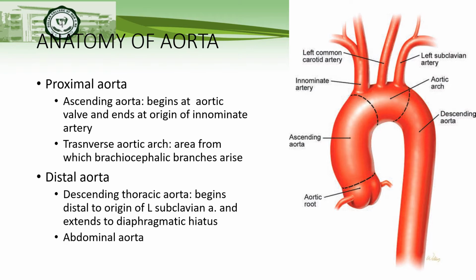So the aorta consists of major segments, the proximal and the distal aorta, whose anatomic characteristics affect both the clinical manifestations of disease in these sects and the selection of treatment strategies for such disease. The proximal aortic segment includes the ascending aorta and the transverse aortic arch. The ascending aorta begins at the aortic valve and ends at the origin of the innominate artery.